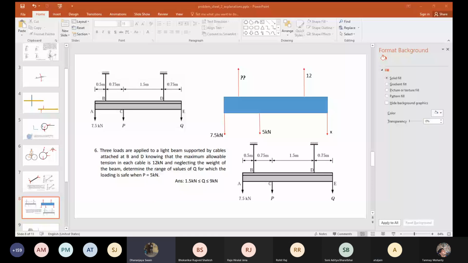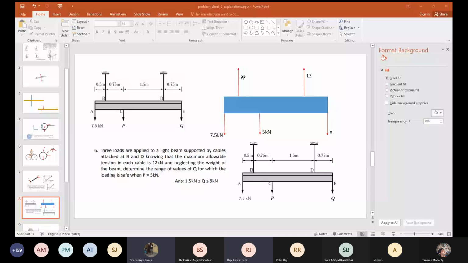So if Q is 0, then why won't the string at D balance the rest of the forces? Then it's not in a state of equilibrium. The tension in the string is more than 12. I'm saying that some tension in string B would be less than 12 and tension in D would be like 5 or 6 kilonewton. So then we want both the strings at B and D not to fail. Okay.